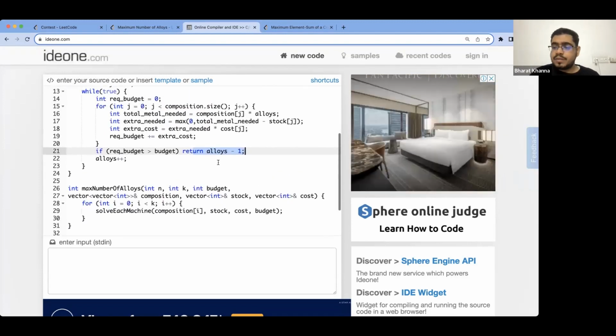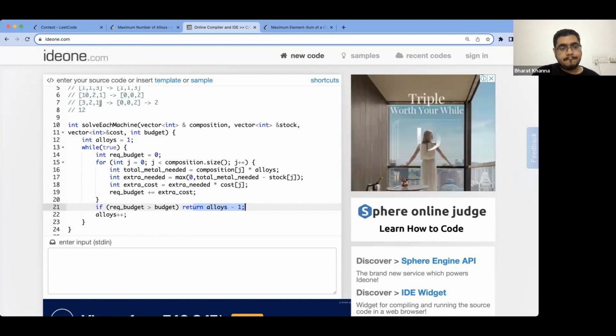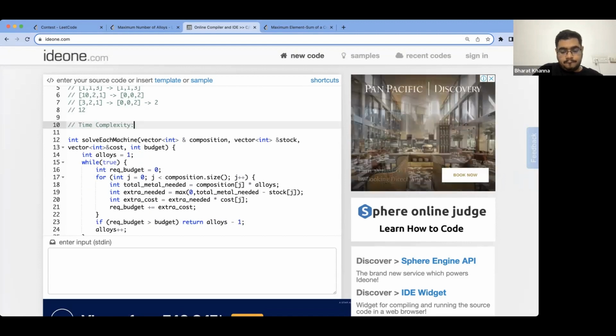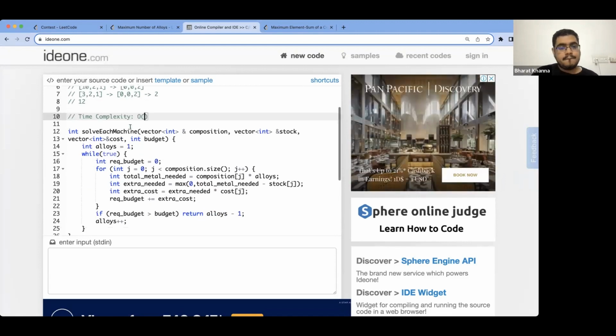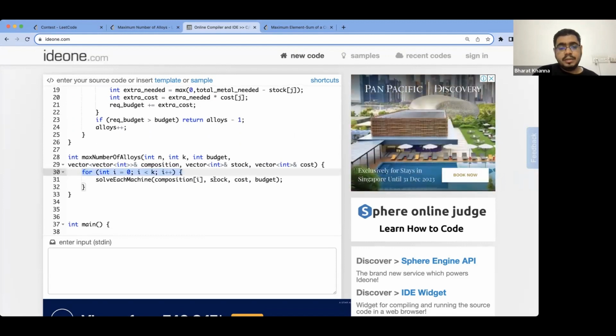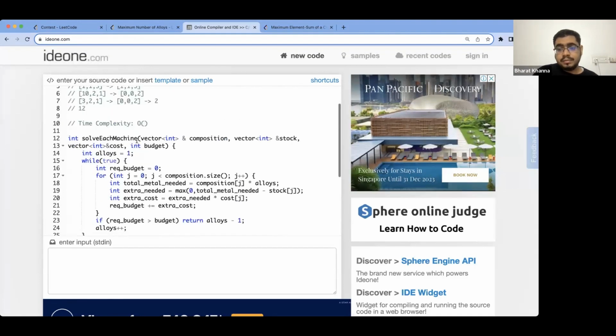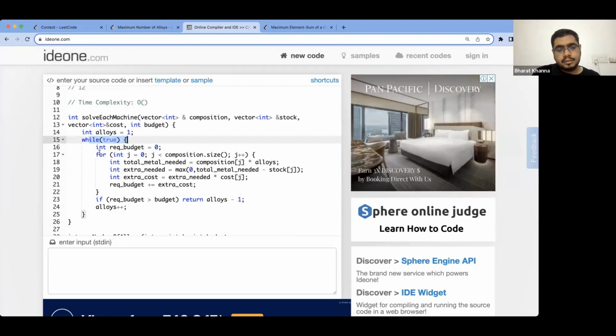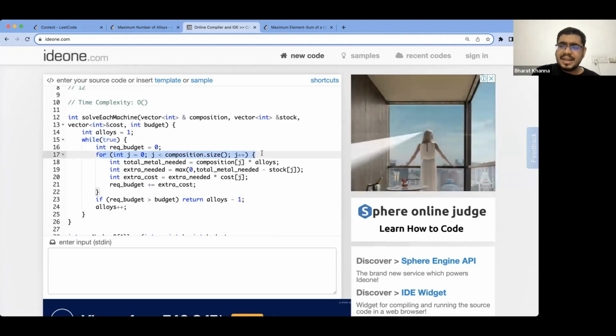Right. Help me out with the time complexity of this brute force. What do you think? First, we are going over every machine, calling this function. This tries to make 1, 2, 3, 4 alloys. Okay. Is it k into n? Think about it. K into n is clear.